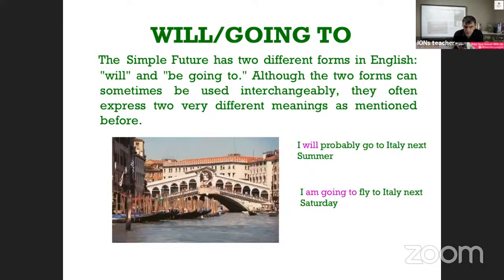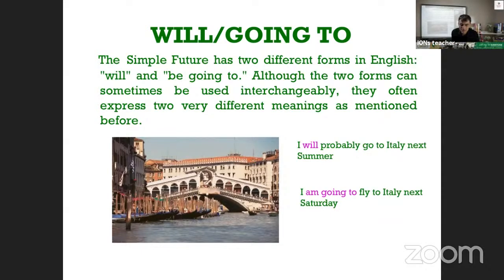Will and going to. Anyway, here's the introduction to the PowerPoint slide. The simple future has two different forms in English. As I said, will and going to. So now, one word of caution to whoever is interested in actually getting deeper into this. This is advanced English grammar. Why do I say advanced English grammar? Because you can just live a very happy life and always use either of the two. And people will understand perfectly what you want to say.